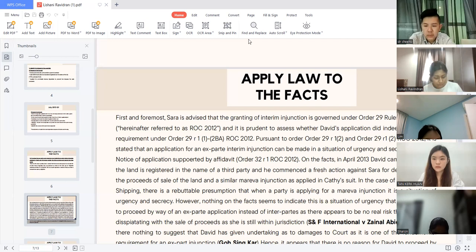Affidavit in the F2A, affidavit in support of your application made ex parte must contain a clear and concise statement. Number one, the facts giving rise to the claim. The facts giving rise to the application for an interim injunction, the facts relied on to justify the application ex parte, including details of any notice given to the other party, or if notice has not been given, the reason for not giving the notice.